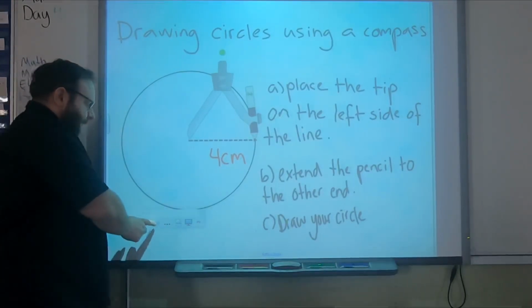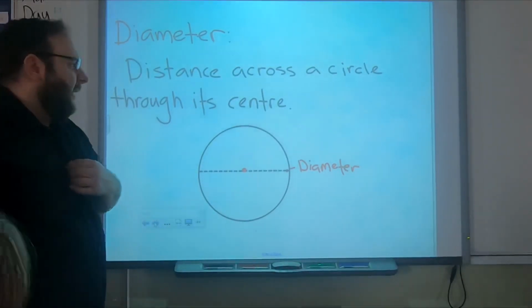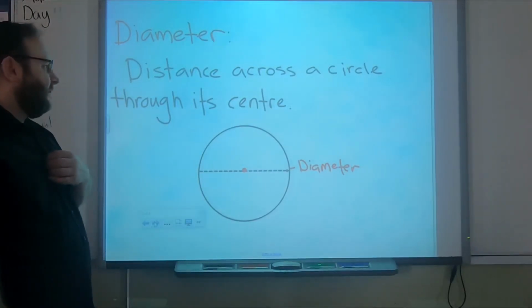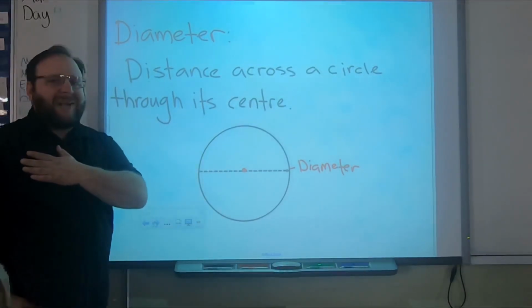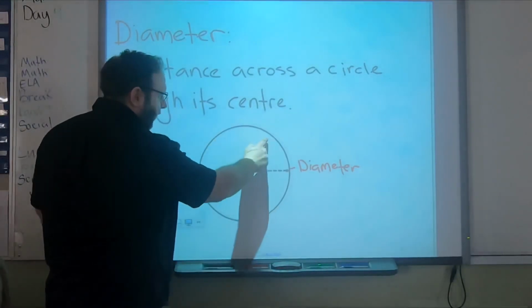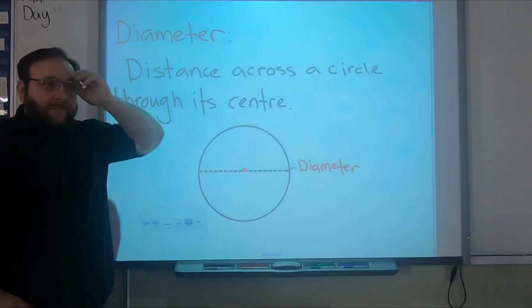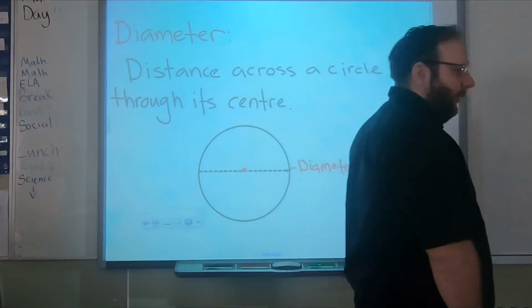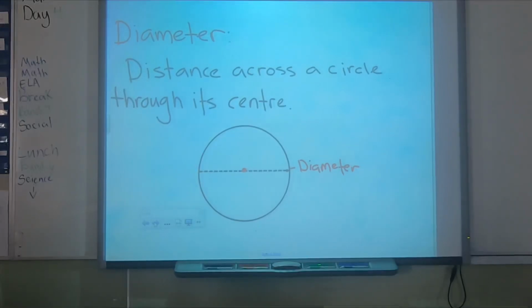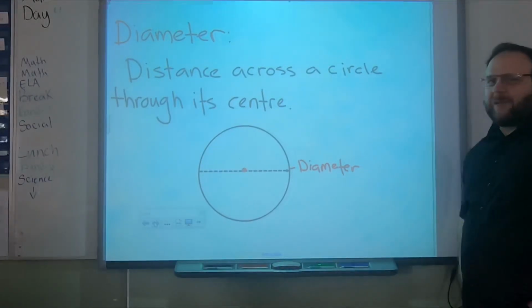So, other ones. The last term we're going to talk about today is something called diameter. So if you could have this last one down, that'd be great. Diameter is just simply the name for the distance across the circle through its center. So the diameter is the distance across the circle, but it has to go through the center. It has to go directly through the center in order for it to be considered the diameter. So we have two terms that we're going to be learning about today, radius and diameter. Radius being the distance from the center to the outside edge, diameter being the distance from one side to the other, but going through the center.